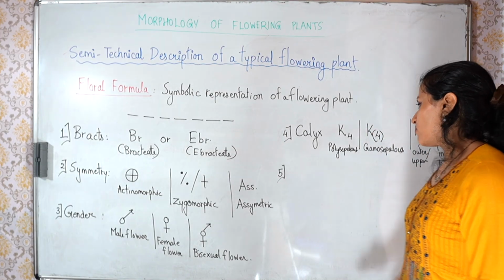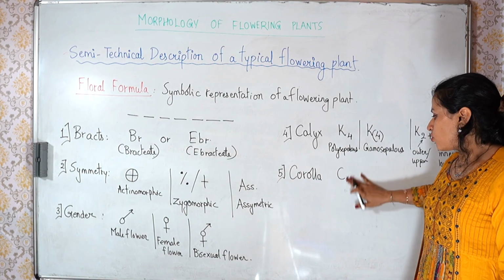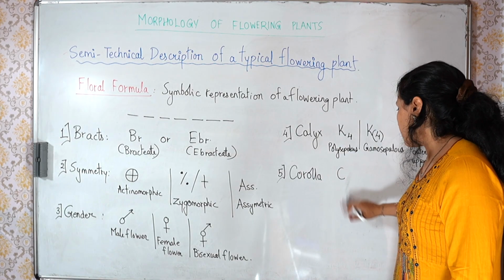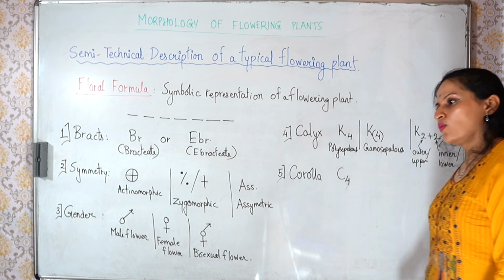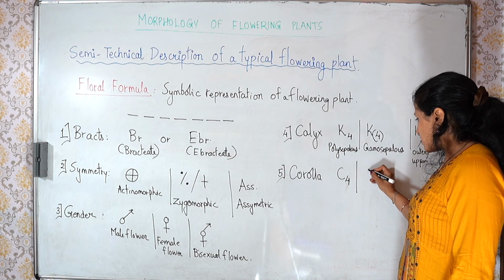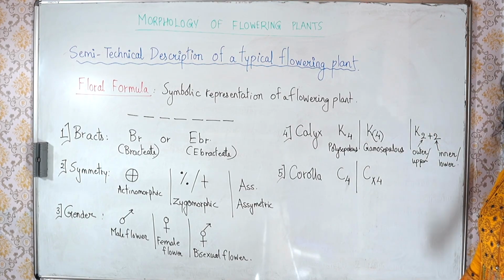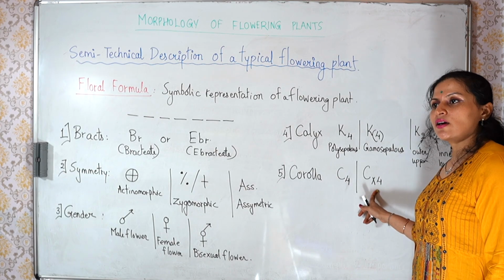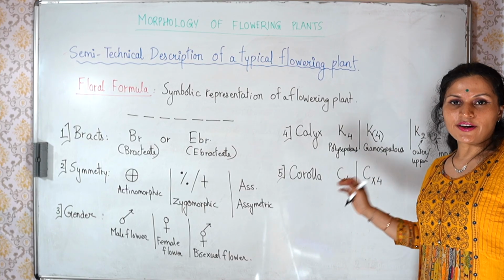Next thing that we talk about in the floral formula is the corolla. For corolla, we use the symbol capital letter C. Capital letter C with subscript 4. What does this mean? There are 4 petals in the flower. However, if I use the symbol C, subscript multiplication sign and then 4, what does this mean? That the petals are in multiples of 4. That means the flower is a tetramerous flower.